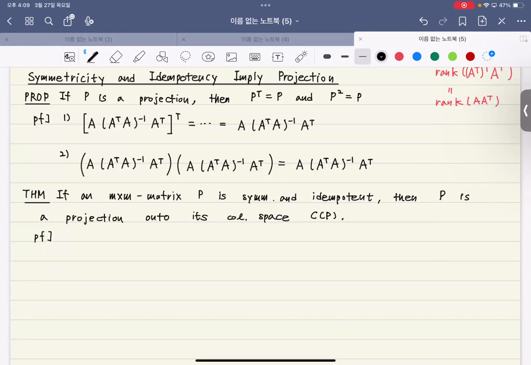Okay, so we are assuming that P is symmetric and idempotent. So we have P transpose is P and P squared is P. Now, what I want to show is that this guy, transpose, multiplied by matrix P is going to be the zero vector, the zero matrix.